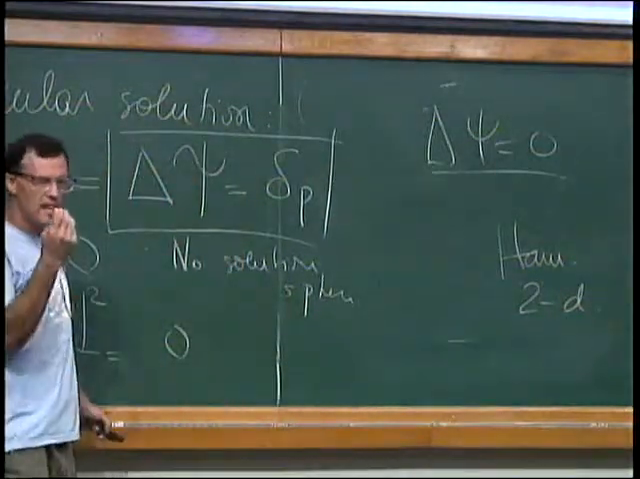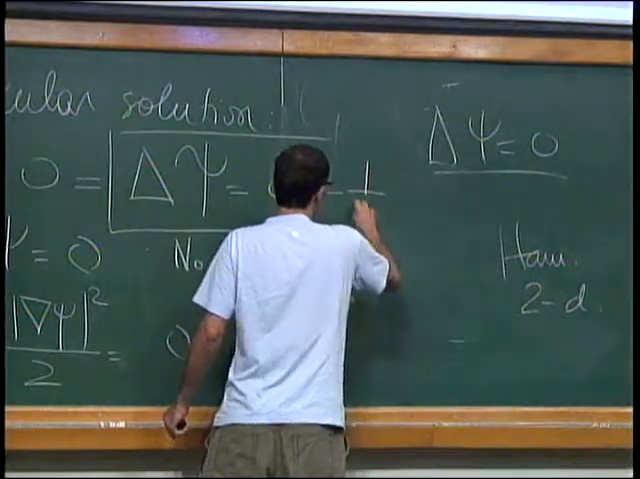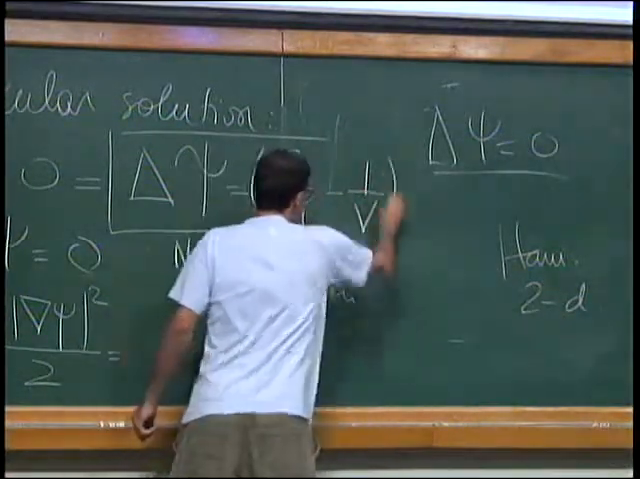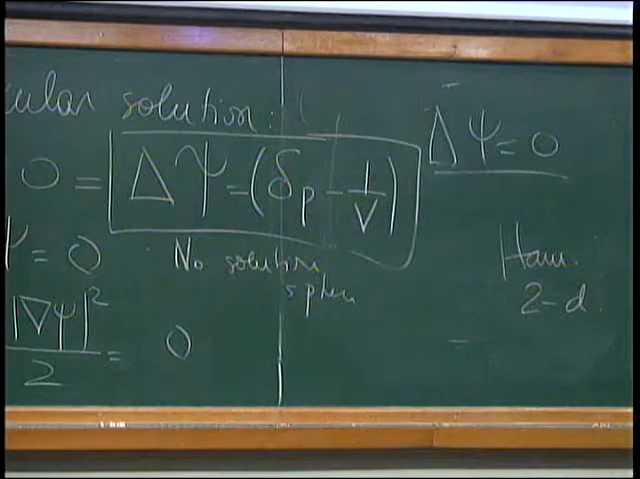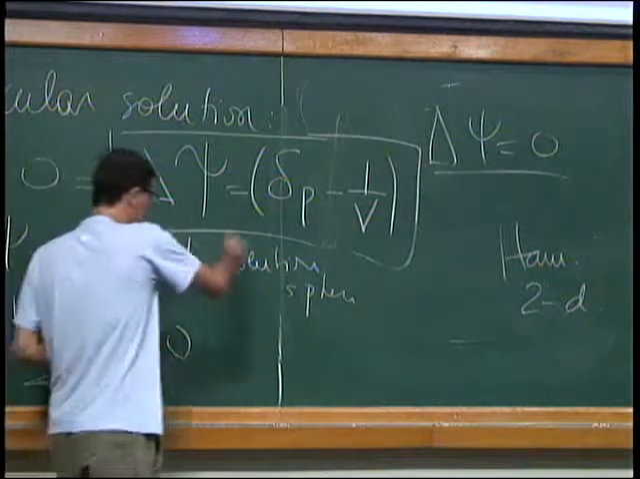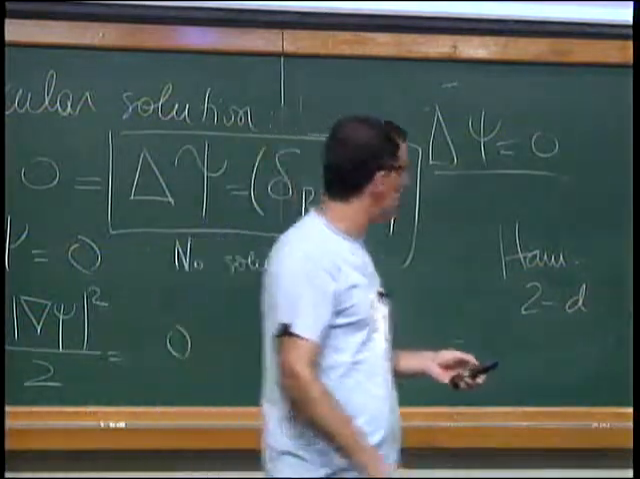So in order to make sense of this, you must subtract something. What in fact Jair and other people did was put in a background vorticity, a constant background vorticity, to compensate the delta function. Then this has a solution. And so this is the beginning of the story on compact surfaces.